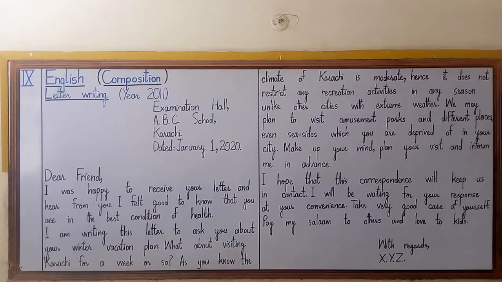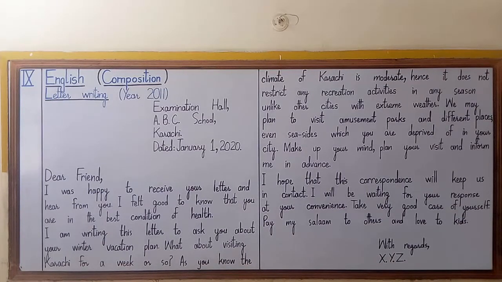I also told you yesterday that we start the address of sender and date from the half of the page from the right hand side. And we also start the ending of the letter from the half of the page from the right hand side. So here you can see on the board that the address of sender and the date are written from the half of the page from the right hand side. And here in the end you can see the ending with regards XYZ. This also starts from the half of the page from the right hand side. The rest of the parts are starting from the left hand side from the margin line.